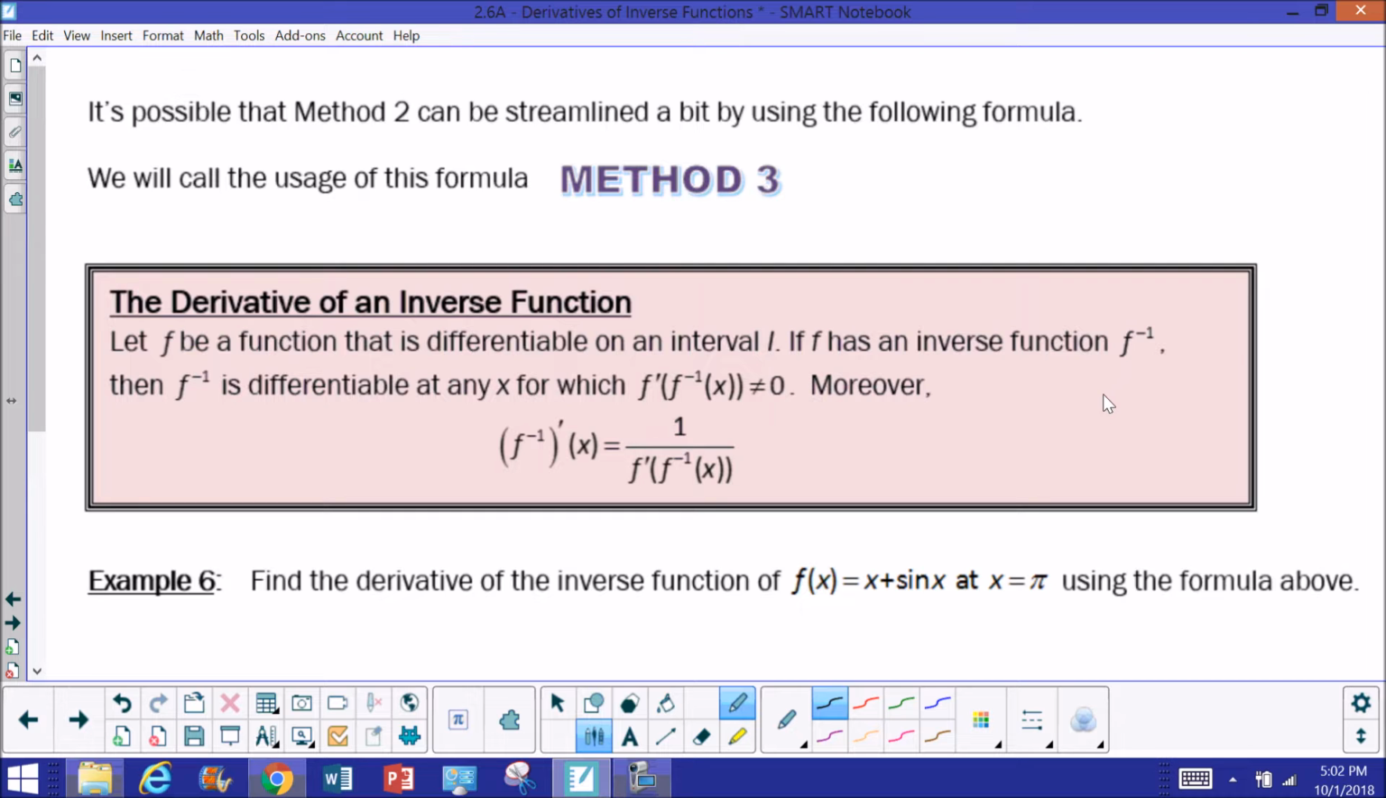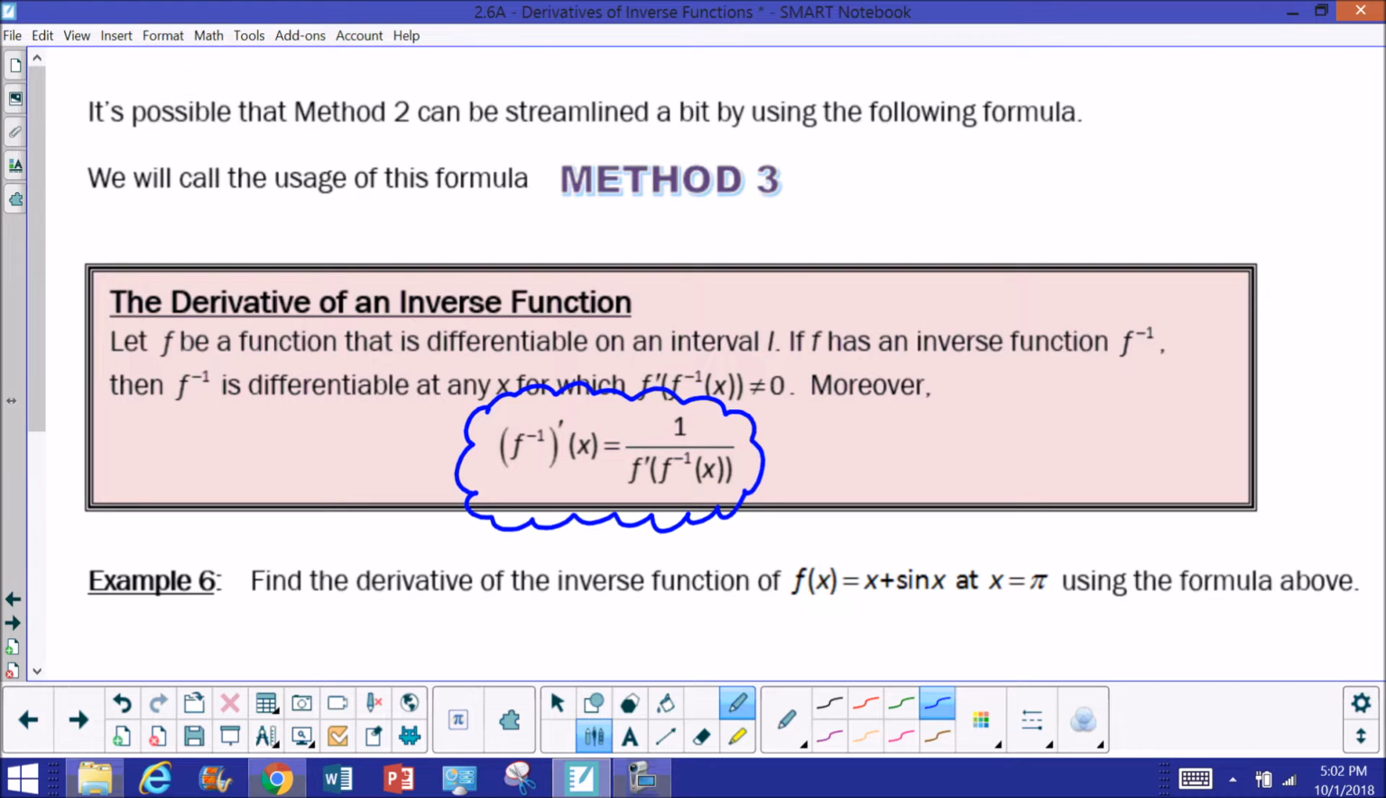It says if f is a function that's differentiable on an interval I, and if f has an inverse function called f inverse, then f inverse is differentiable for any x as long as the derivative of f evaluated at its inverse is not 0. And moreover, we have this relationship that you can see in the box. Well, that's a pretty intense relationship. If you look at that, it's very easy for us to think, well, gosh, where's this coming from?